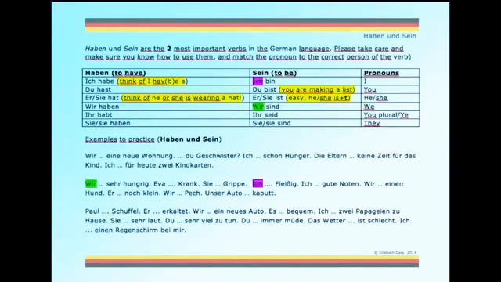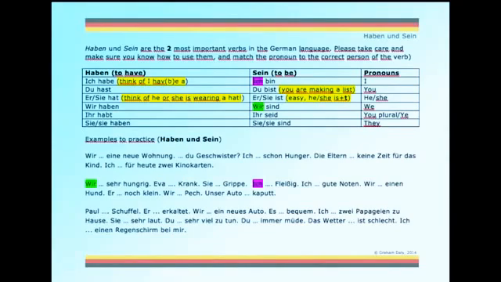Okay, we'll do two more. Das Wetter ___ schlecht. The weather is bad. Ich ___ einen Regenschirm bei mir. I have an umbrella with me. Das Wetter ist schlecht. Ich habe einen Regenschirm bei mir.